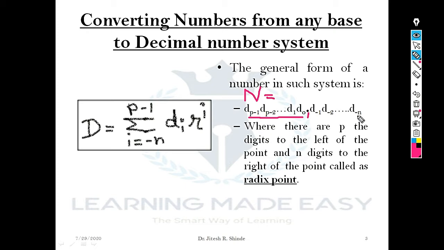on. In a generalized way, we can write this in this particular formula format, that is capital N is equal to d, where p minus 1, p minus 2 are position numbers up to minus n. If we replace these by i, what is the range of i? The range of i becomes minus n to p minus 1. Hence it has been written as summation i equal to minus n to p minus 1 of d to the base i, r raised to power i. This r indicates the base.